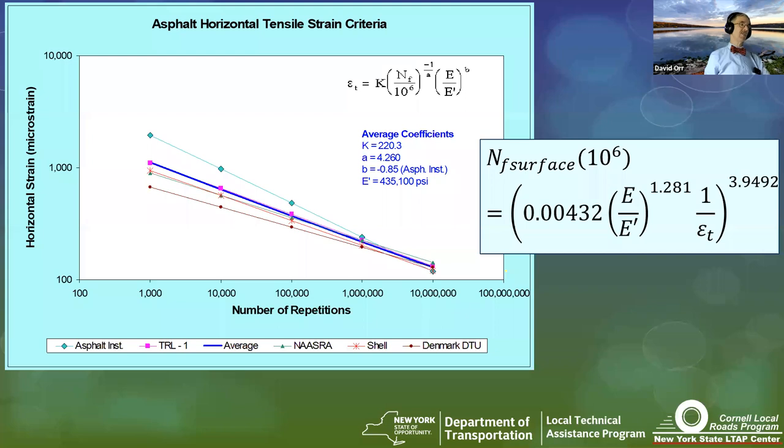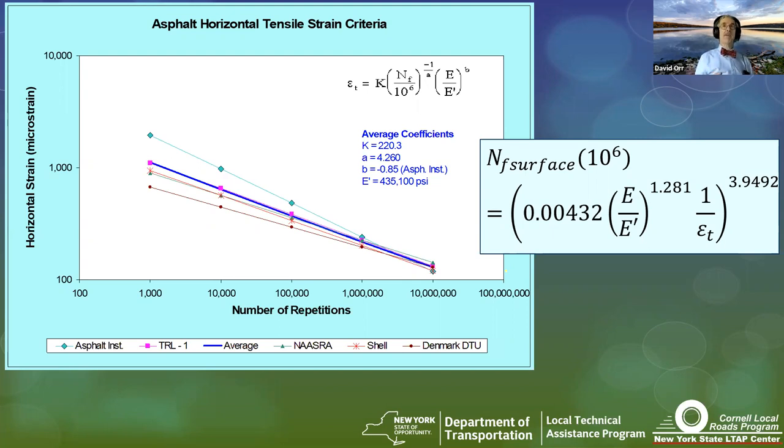This is for the asphalt horizontal tensile or pulling strain. And you can plot all these and get your average coefficients. And you can see what's going on here. These average coefficients were developed by our previous director, Lynn Irwin. He collected them, he put them together, he came up with an average for all of these things.